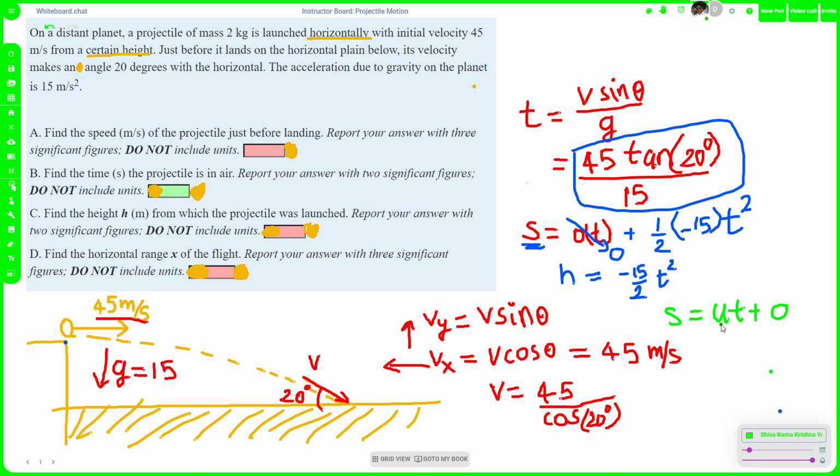So what is u? U is the initial velocity, or x-axis velocity, that is 45 meters per second. So 45 into time, that is 45 squared tan 20 degrees by 15. So this is the range R.